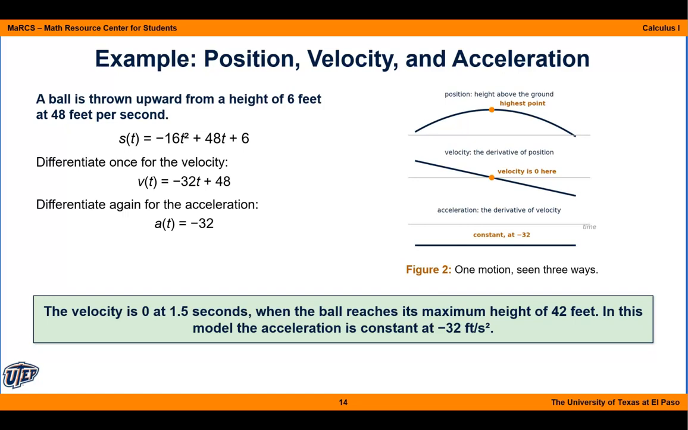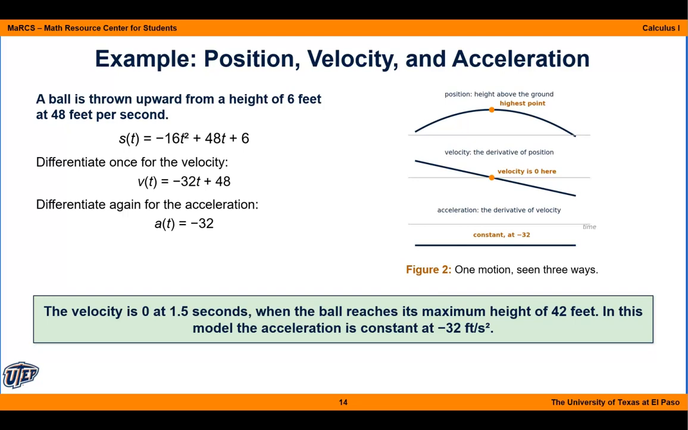Motion provides a natural interpretation of higher order derivatives. The derivative of position is velocity, and the derivative of velocity is acceleration. In this example, a ball is thrown upward from a height of 6 feet with an initial velocity of 48 feet per second. Its height is modeled by s of t is equal to negative 16t squared plus 48t plus 6. Differentiate position once to obtain velocity. v of t equals s prime of t, which is equal to negative 32t plus 48.